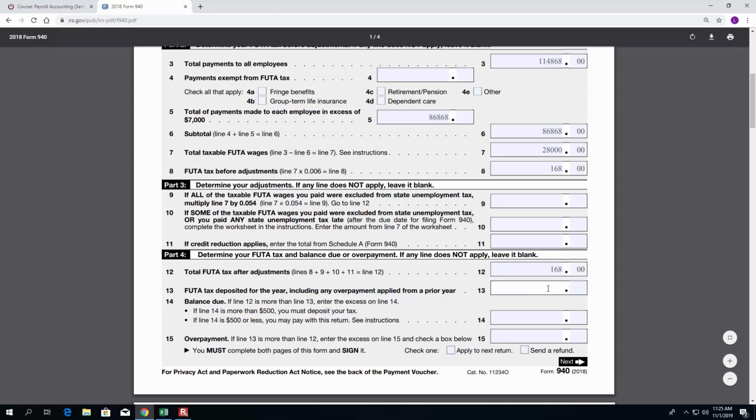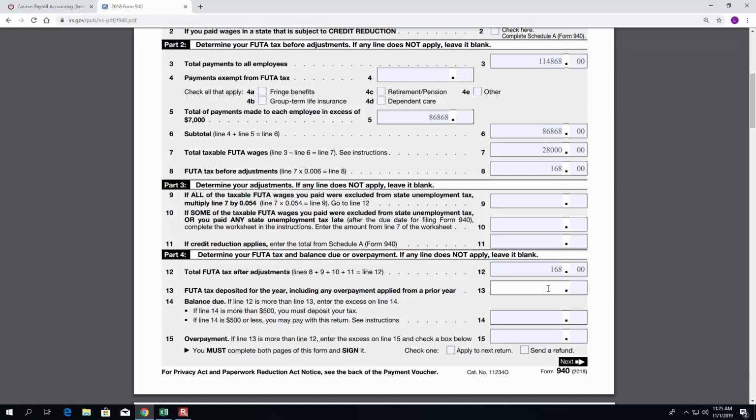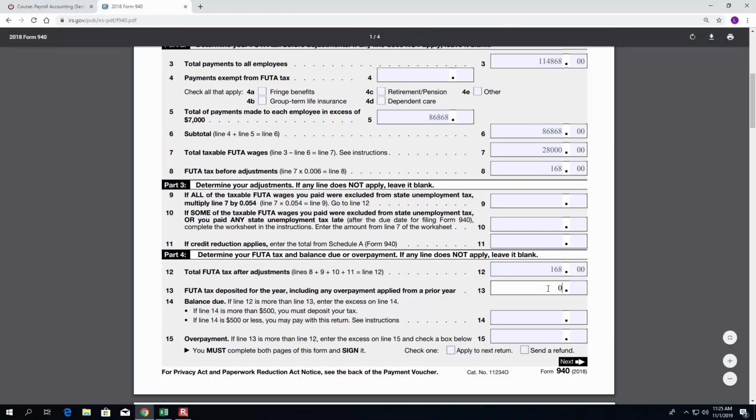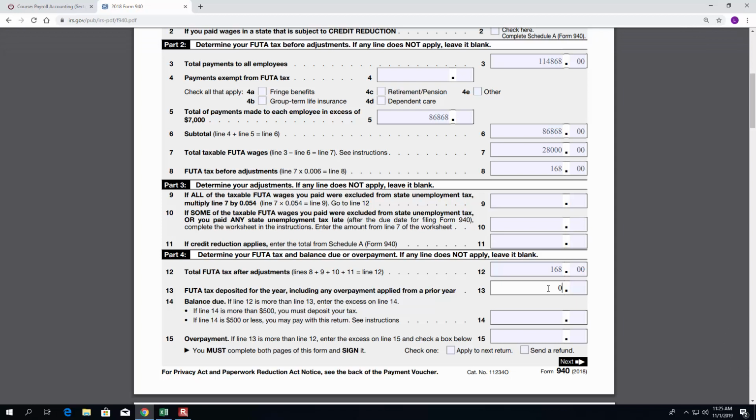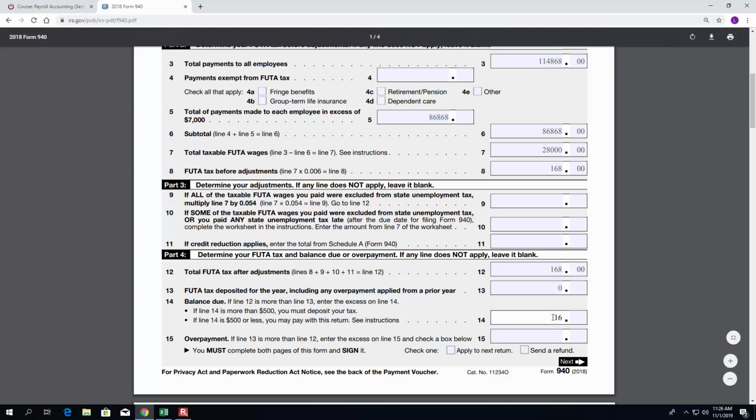Line 13, FUTA tax deposited for the year. How much FUTA have I deposited during the year? 0, because I never got to $500. Therefore, line 14, balance due. And it says right there, if line 14 is $500 or less, you may pay with this return.